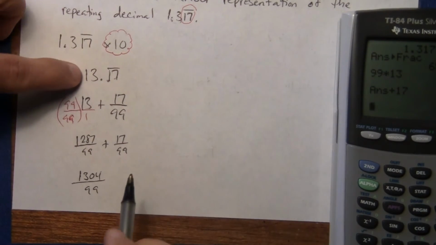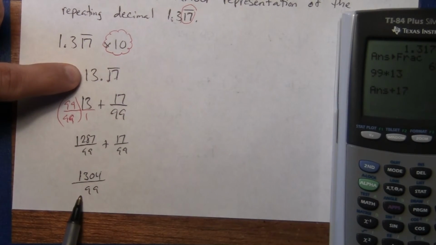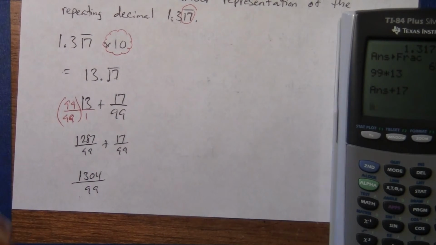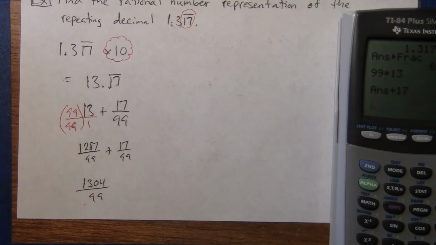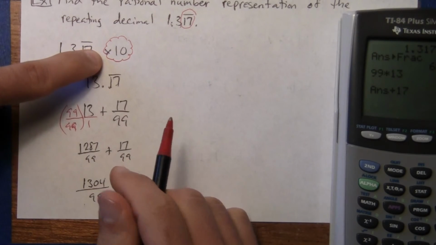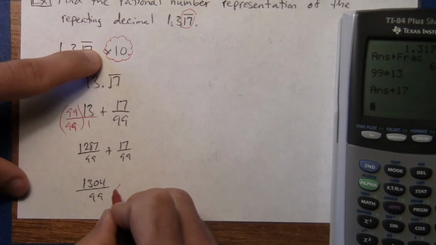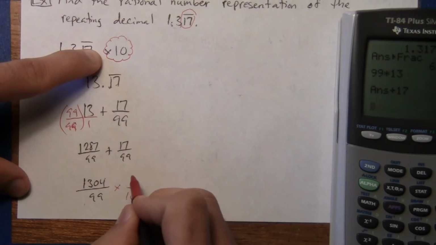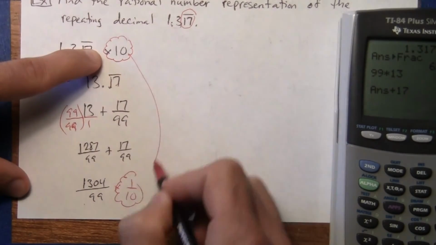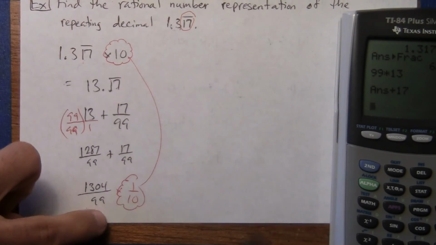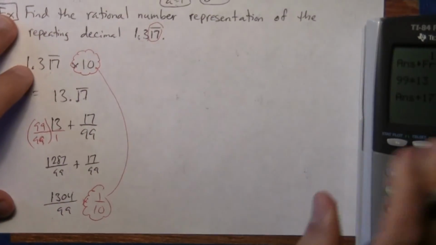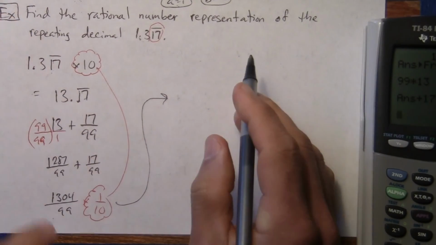I have now taken 13.17 and changed it into a fraction. Now remember what I did to start with. I multiplied it by 10. So this is actually not the right answer. I need to undo this, which means I need to divide by 10, or in other words, multiply by 1/10. So now I've kind of undone this. I multiplied by 10 to start with, I now divide by 10, so that kind of fixes my problem. And it brings me back to my original answer.